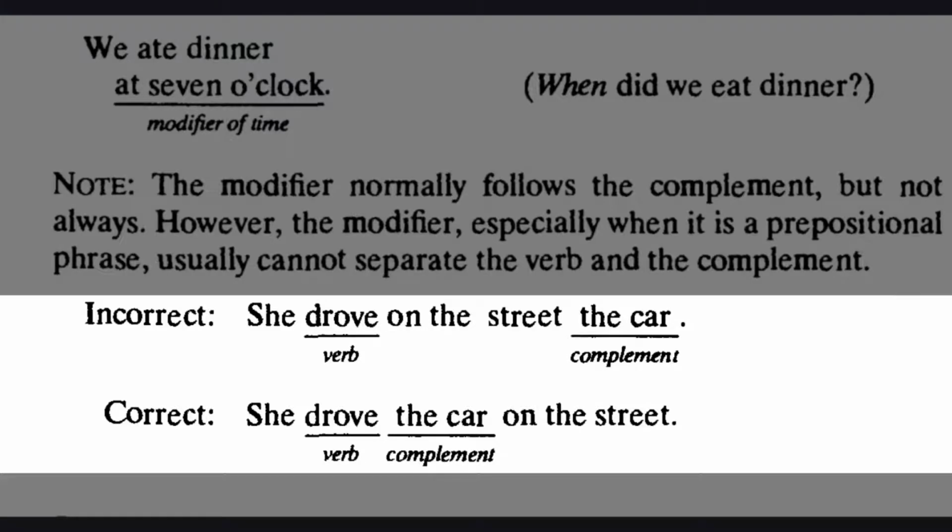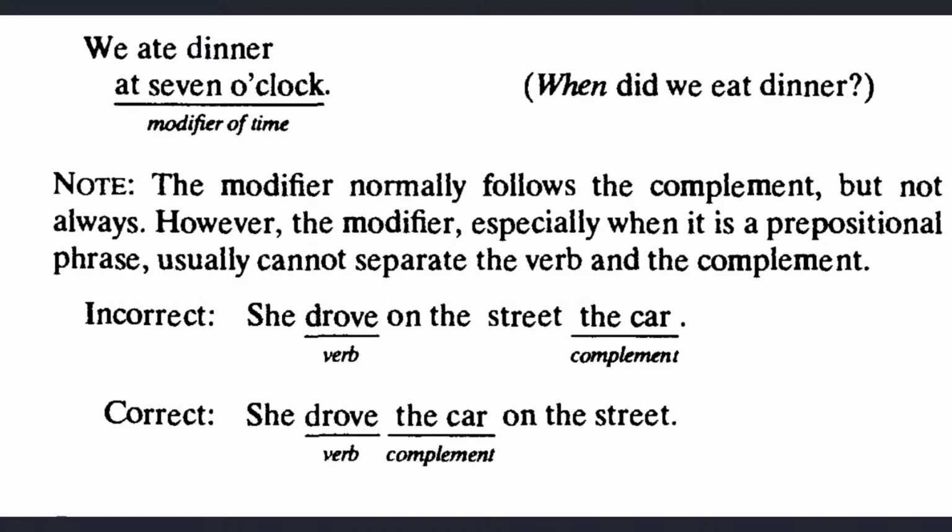She drove on the street the car, that is wrong. We have to say, she drove the car on the street. That is the right way.